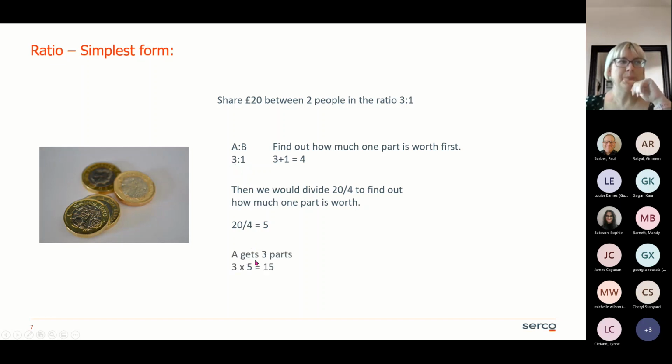So for person A, we would multiply 3 by 5, which would give us 15, and person B would just be multiplied by 1. So poor person B would have 1 times £5, which would be 5. And that's how you would share out the value of £20. And no matter what the ratio is, you use the same process to do that.